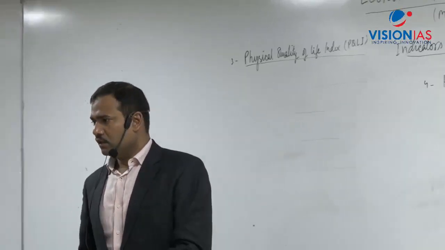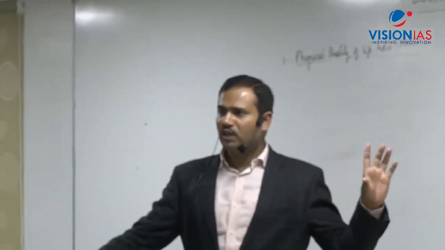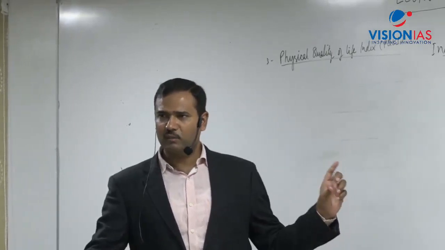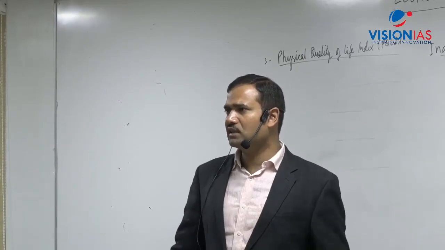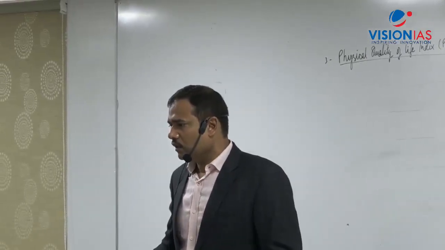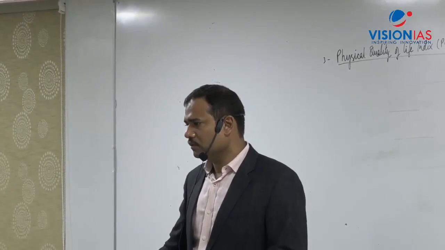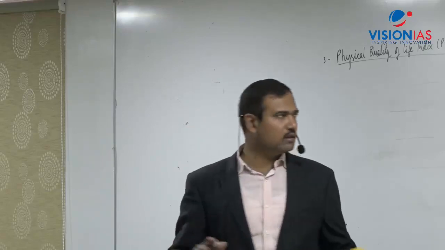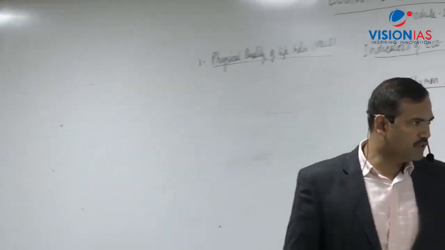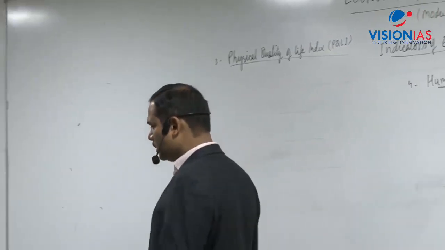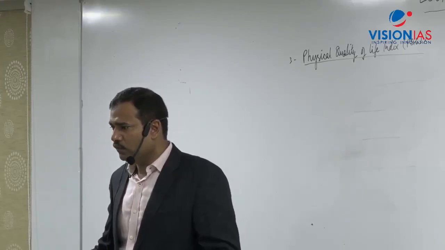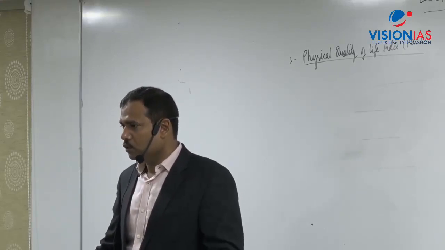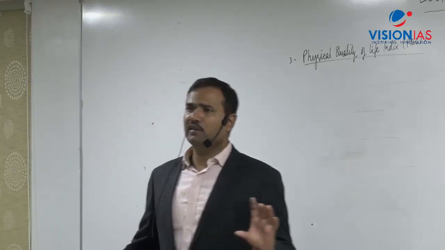Okay, and it is published in one report of UNDP. Which report? The name of the report is Human Development Report. To mention that it is being published since 1990. It is being published in the Human Development Report, HDR, of UNDP. So since 1990, it is being published in the Human Development Report.